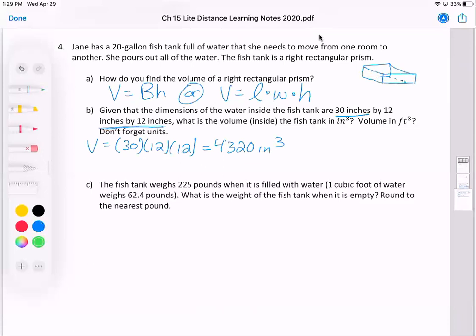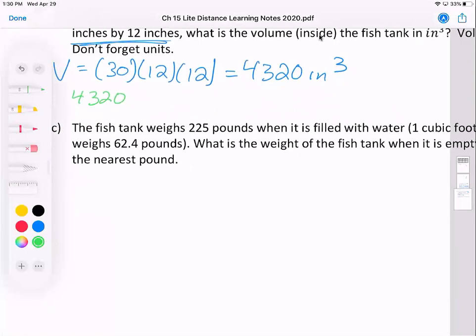The next question, though, is how would we convert this to cubic feet? So when we do that, we're going to have to say we have this many cubic inches. How many inches are in 1 foot? Well, 1 foot has 12 inches. Now that's not going to be enough though, because we need cubic inches. So we actually need 2 more sets of this conversion factor for a total of 3.